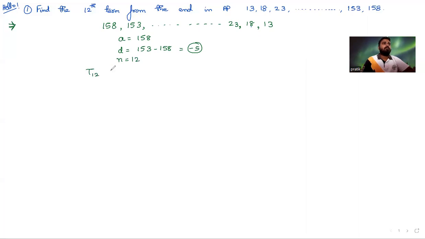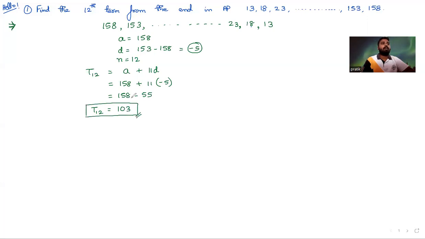So T12 will be, because this is all from the end, T12 will be a plus 11d. So a is 158 plus 11 into minus 5. So this is 158 minus 55. That is T12. So T12 is equal to 103. So this is your 12th term from the end of this given AP. You just have to write another statement: this is the 12th term of the given AP.